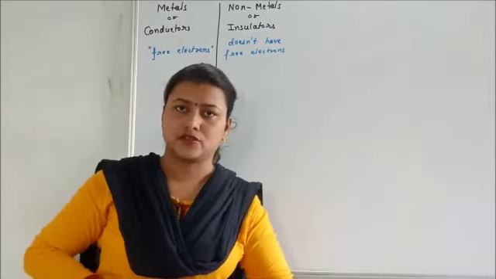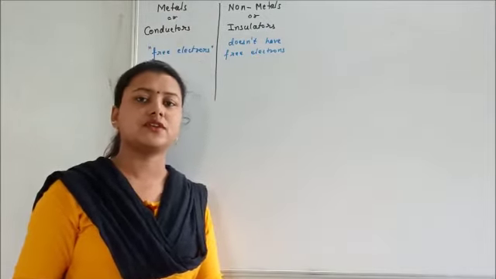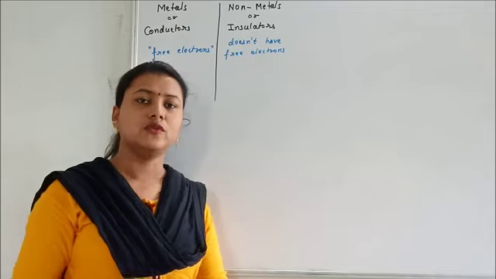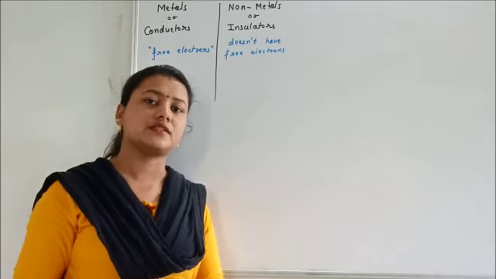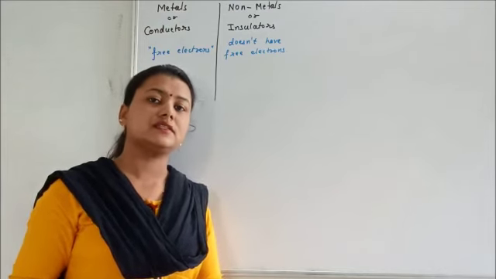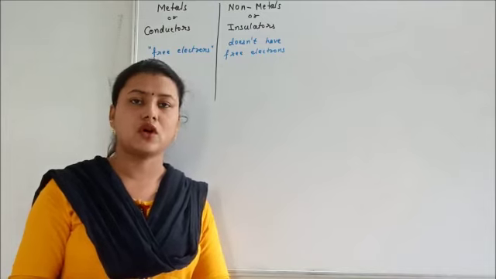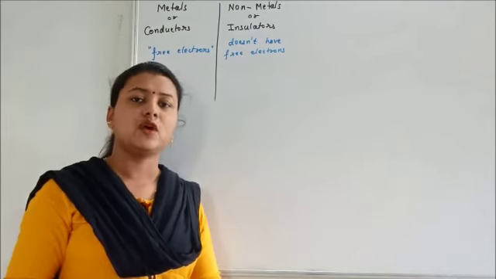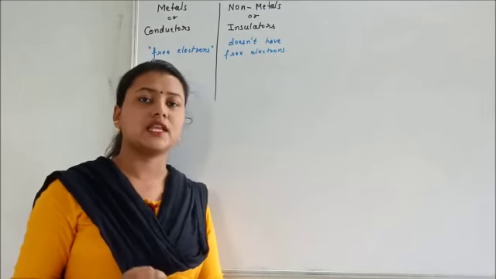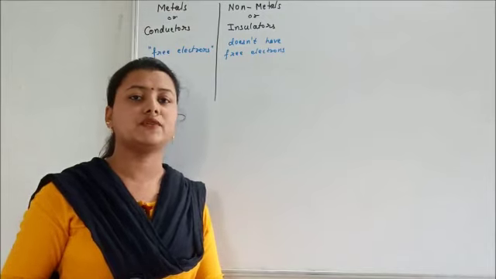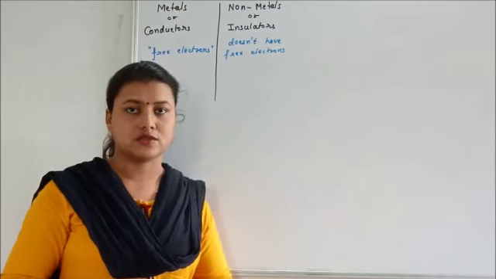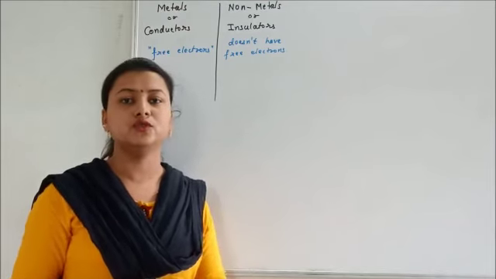Why do metals have free electrons? If we see the electronic configuration of metals, we will find that metals have less than 4 valence electrons, whereas non-metals have more than 5 valence electrons. That is the number of electrons in their outermost orbit. That is why non-metals always gain electrons and metals always lose electrons. Because the electrons present in the outermost orbit of metals are loosely bound, metals have free electrons, that are electrons which are free to move.